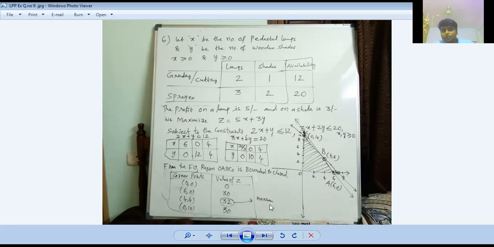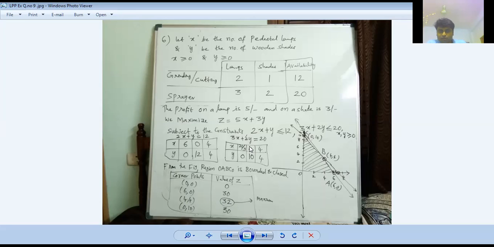So finally, what do you write? Conclusion. Conclusion is very important. Therefore, by producing how many pedestal lamps? 4 pedestal lamps and 4 wooden shades, we can get maximum profit as 32 rupees. So like that we'll write.